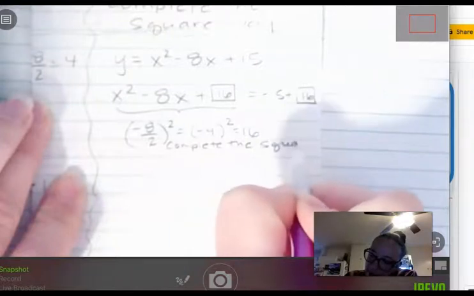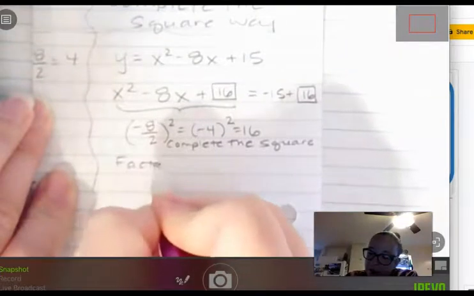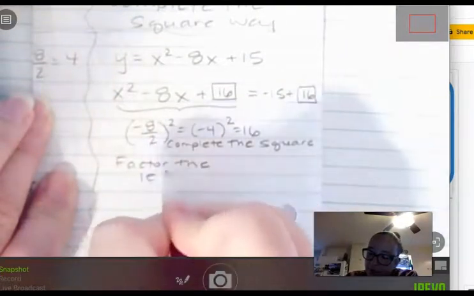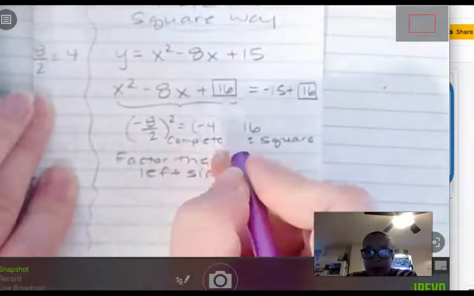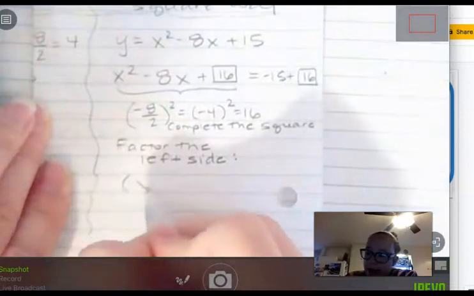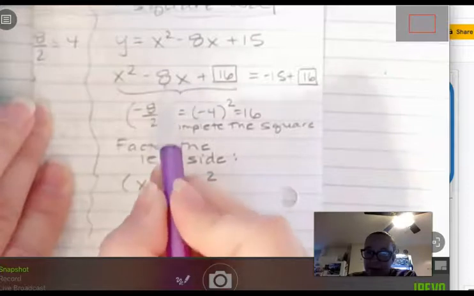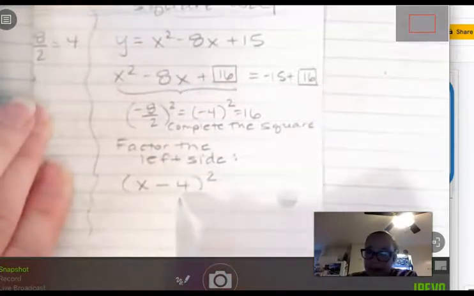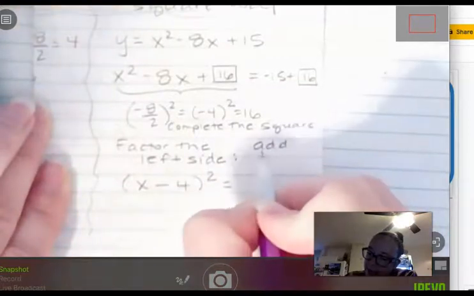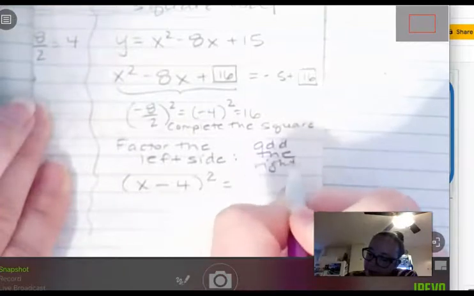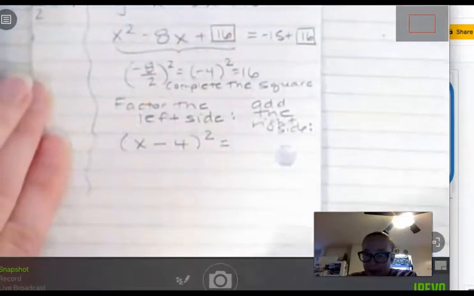And I've got to remember to be fair, so I had to add 16 to the other side. Now we factor the left side, just like we were doing in section 1.6. So we created a perfect square trinomial, and we factor it. So remember, that's whatever half of that was. So half of negative 8 was negative 4, so it goes right here. And then we add the right side, or simplify the right side. And so on the right side, we get 1.